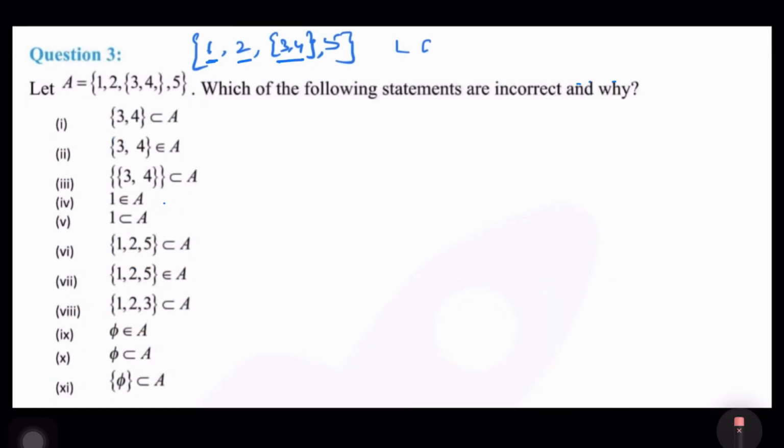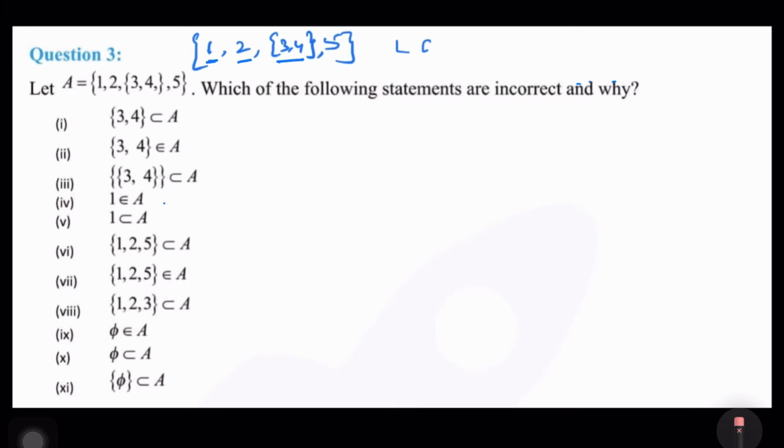Looking at the third question, here given that A is equal to {1, 2, {3, 4}, 5}. Which of the following statements are incorrect and why? Now before going into the problems, let me tell you the difference between a subset and when an element belongs to a set.